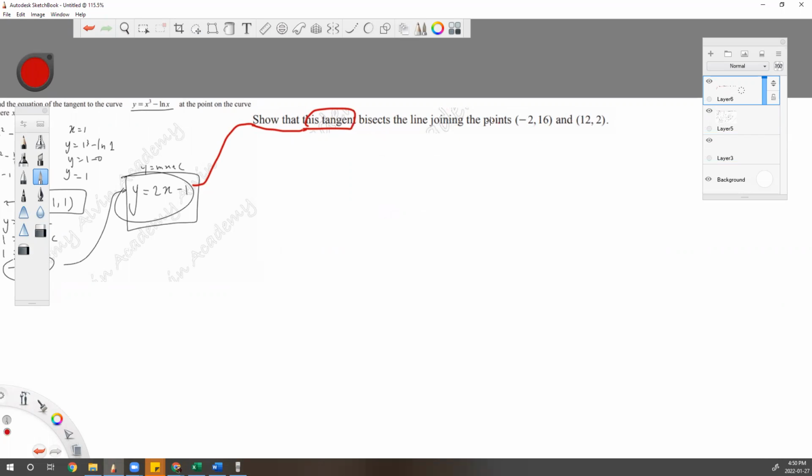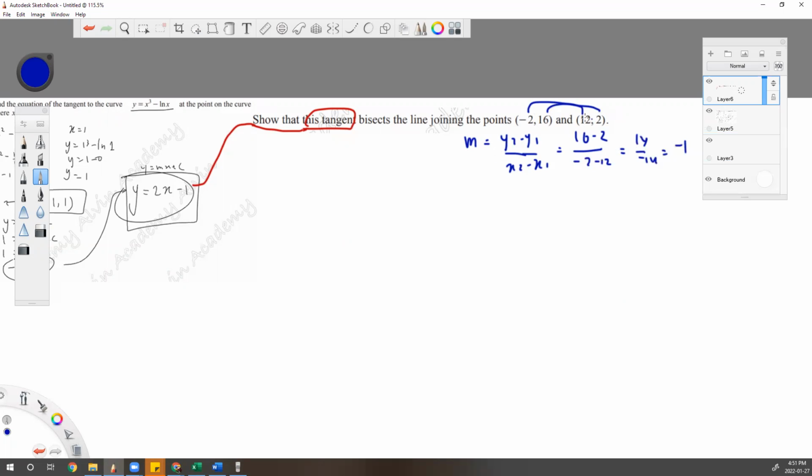So you have to find the other line equation. First thing first, you have to find the m, right? y2 minus y1 over x2 minus x1. 16 minus 2 over -2 minus 12. So it is 14 over -14. Oh, piece of cake, -1, right?